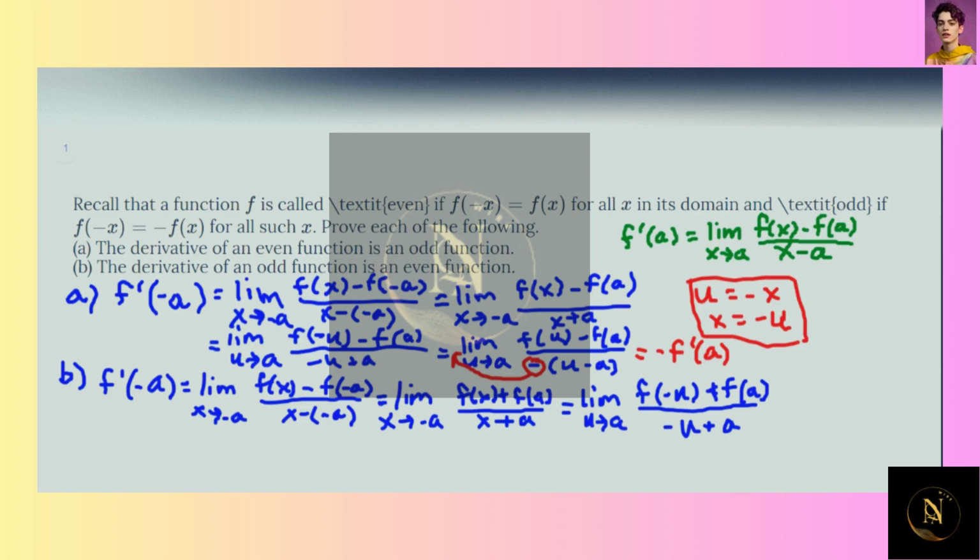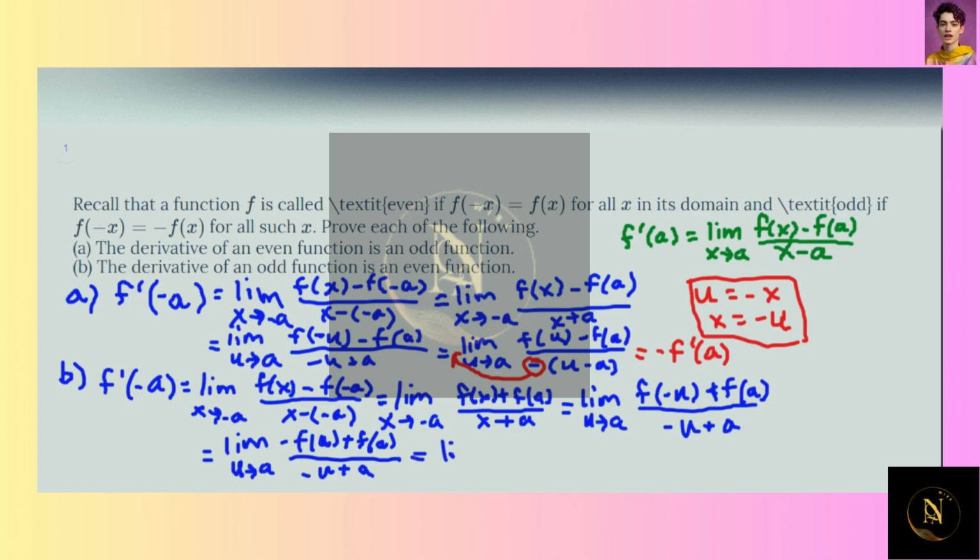And then now we're going to use the property of the function as u approaches a. So this function f, we are assuming in this part B that it is an odd function. If it's an odd function, then f of negative u will be equal to negative f of u, plus f of a, divided by negative u plus a. So here's the important step.